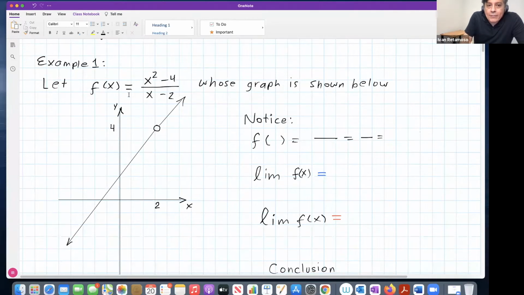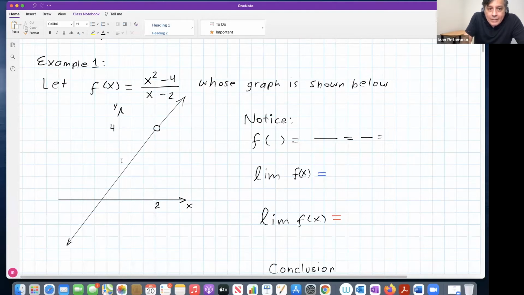Example 1. Let f of x be x squared minus 4 over x minus 2, which is called a rational function, okay? Whose graph is shown below. This is the graph of this guy. A line, professor? In precalculus, when I graphed these things, I saw curves. A line with a hole? Well, guys, turns out this is a special rational function.